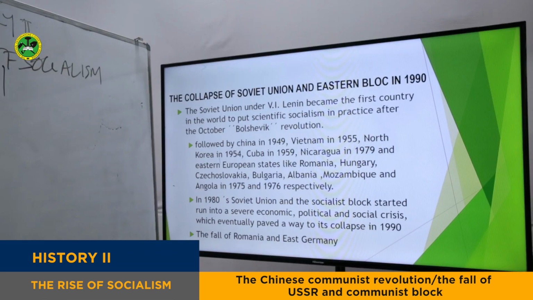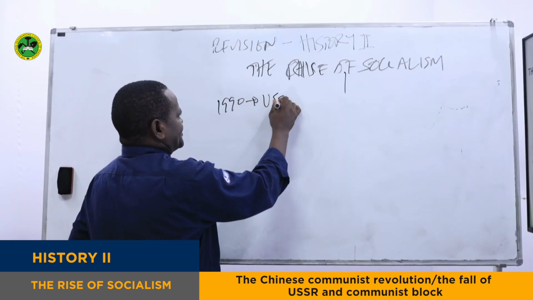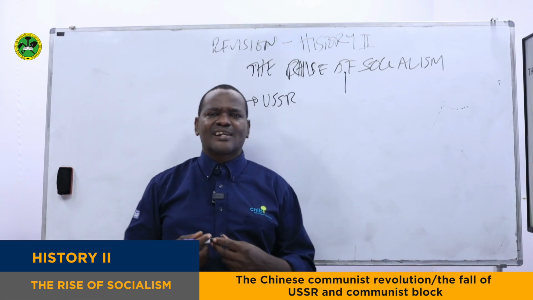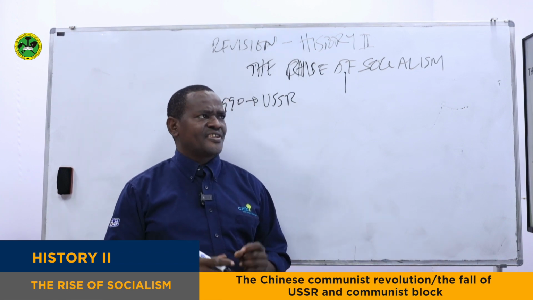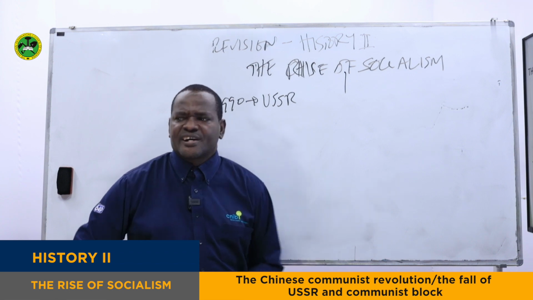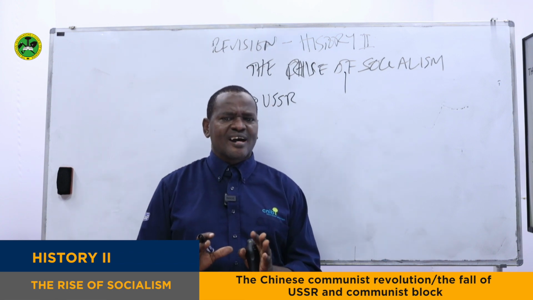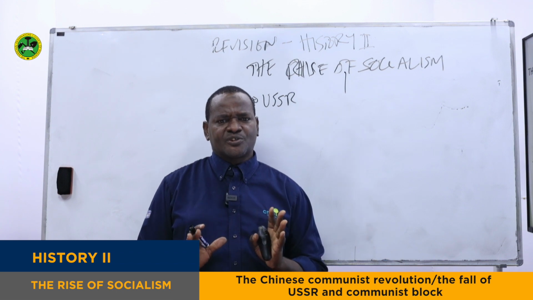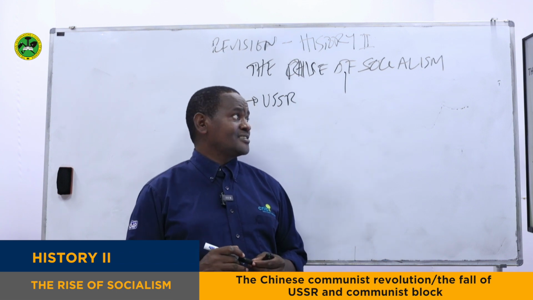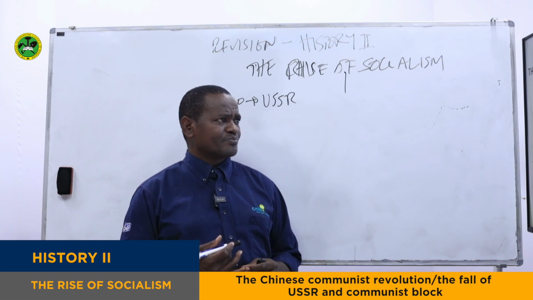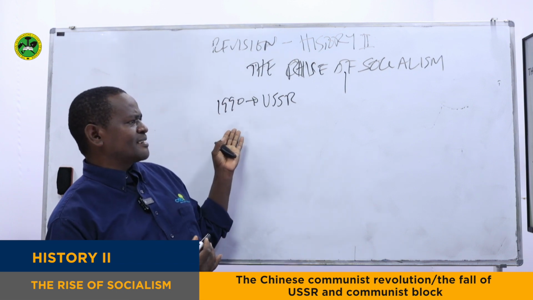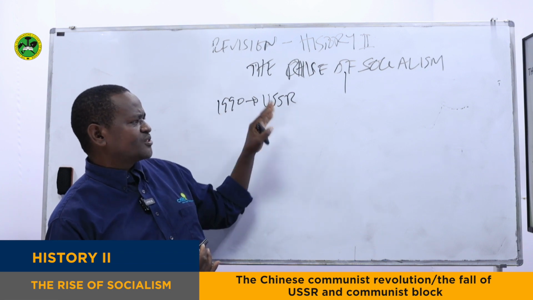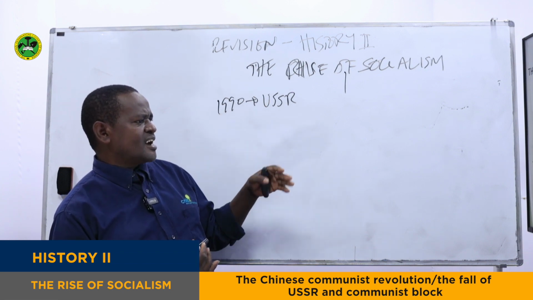After that, my dear students, let's now move to another thing, and that is the collapse of the Soviet Union and Eastern Bloc in 1990. In 1990, the Soviet Union or USSR collapsed. And it did not collapse alone, it collapsed with the Eastern Bloc. Remember, we are referring to the Socialist Bloc, which used to include all Eastern European countries which were socialist. And of course, the Soviet Union was the first country in the world to become socialist. Then socialism spread to other countries, including those we have mentioned.